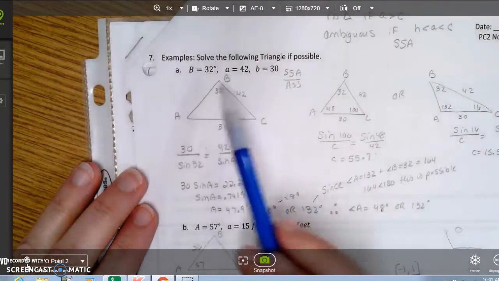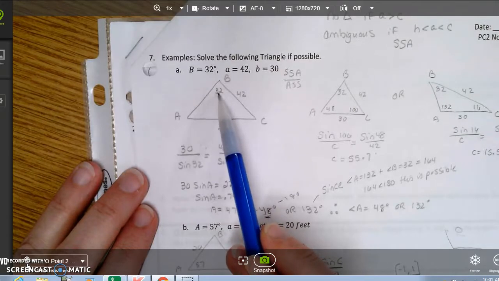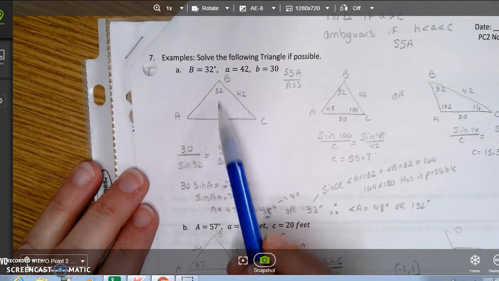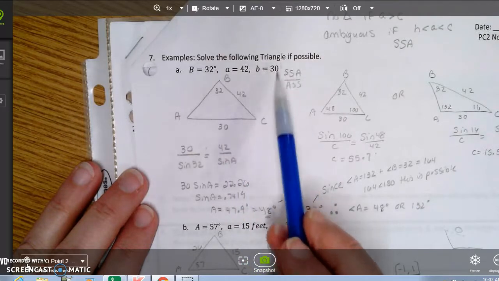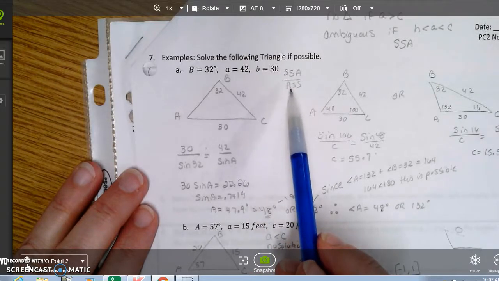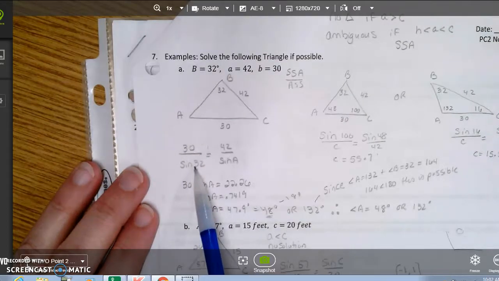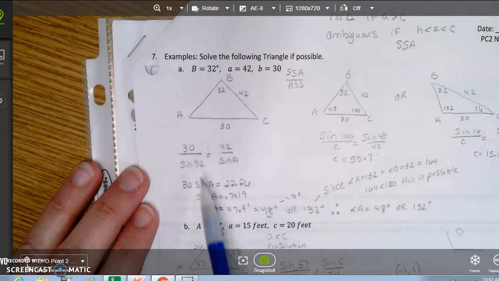So here we have an example. Angle B is 32 degrees, side A is 42, and side B is 30. And you'll notice that this is an angle, side, side problem. Angle, side, side. Remember in geometry, that was the bad one. Those are always potentially ambiguous problems. So I start setting it up. I match up the 30 with the side, with the 32 the angle, the 42 is the side, the angle A, and I cross multiply, and I get angle A is 48 degrees.